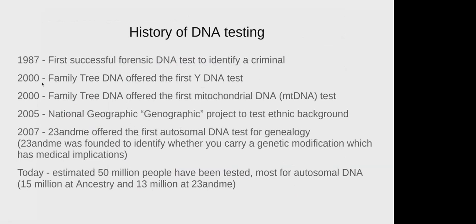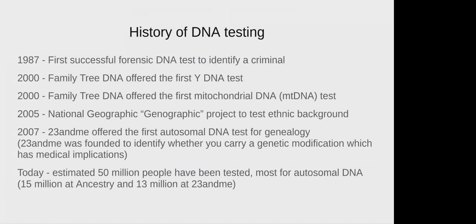The history is surprisingly recent. The first successful DNA test to identify a criminal was in 1987. And we see that all the time now in TV crime movies. In 2000, Family Tree DNA began to offer Y DNA and mitochondrial DNA tests. And that's when I started doing my first DNA.